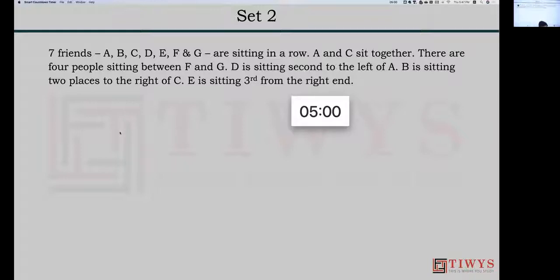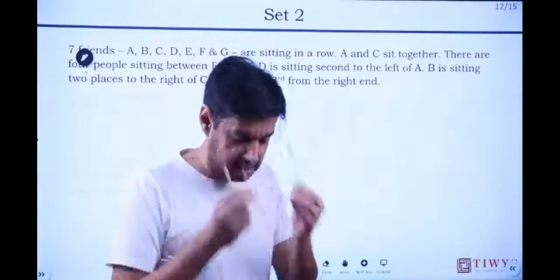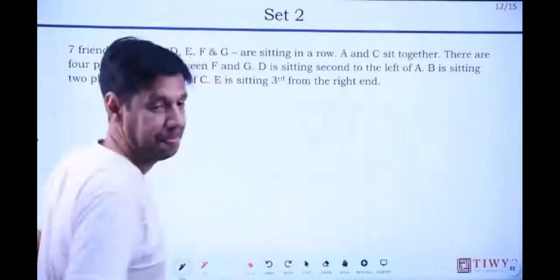Okay, students, 5 minutes is up. So I'm counting from Barun. 1, 2, 3, 4, 5, 6, 7, 8, 9, 10, 11, 12, 13, 14. 14 answers I've got, and there are 16 people. Not bad. Okay, chalo. So let's see. Very fast one.